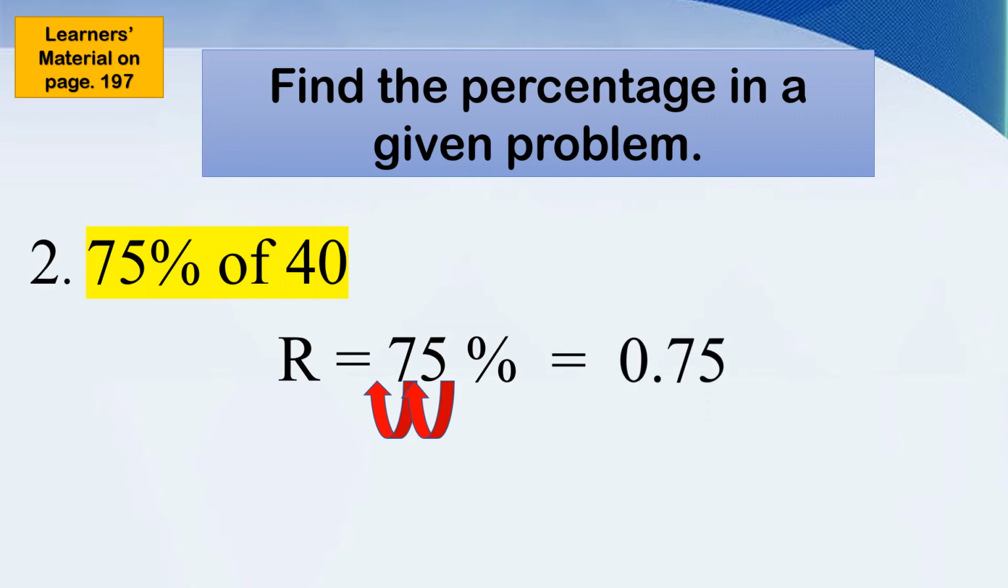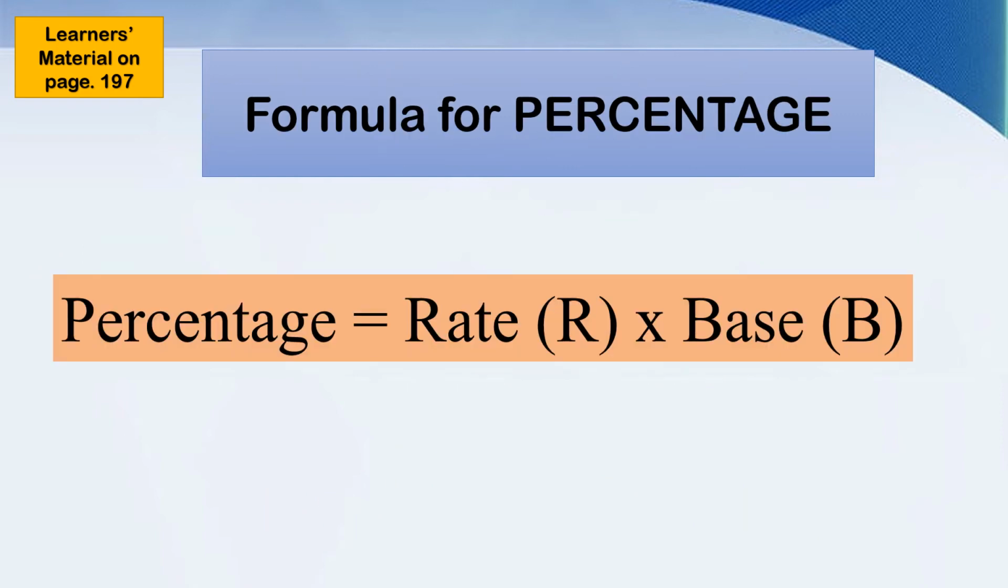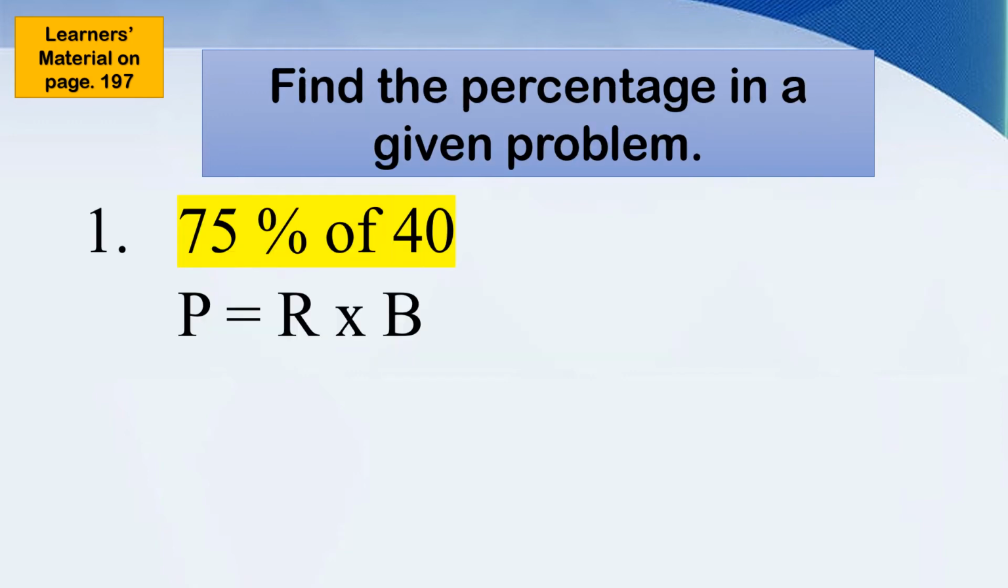Our rate will become 0.75. How about the base? 40 is the base and percentage is unknown. The formula in finding the percentage is percentage equals rate times base. Let us substitute the given in the formula. P is equal to R times B.